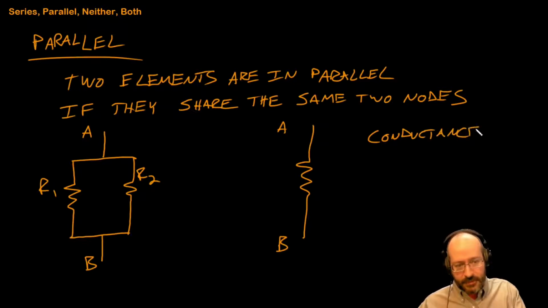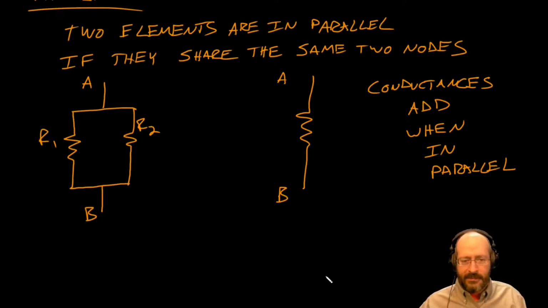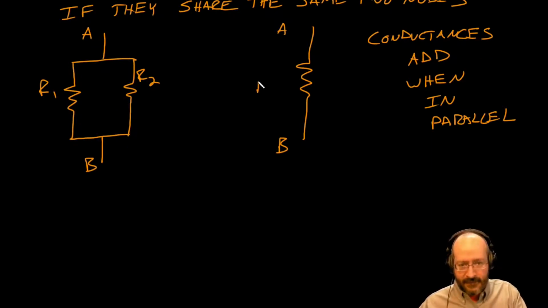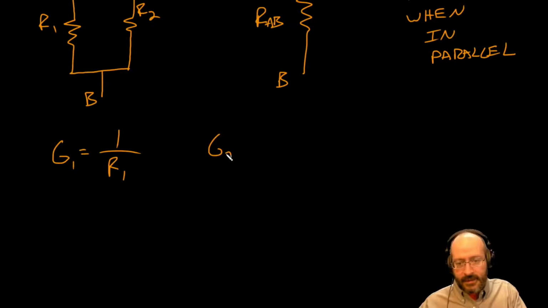And this is why we had to introduce conductance earlier in the course. When in parallel. Okay, so if the conductances are going to add, and we want to get to RAB ultimately, we have to remember that the conductance of the first one, so it's going to be the conductance of this resistor here, is the inverse, right? So it's going to be 1 over R1, and the conductance of the second one is 1 over R2.